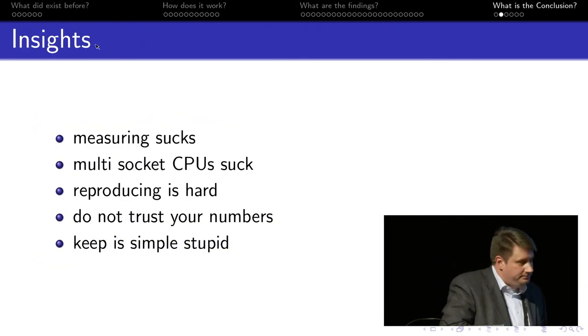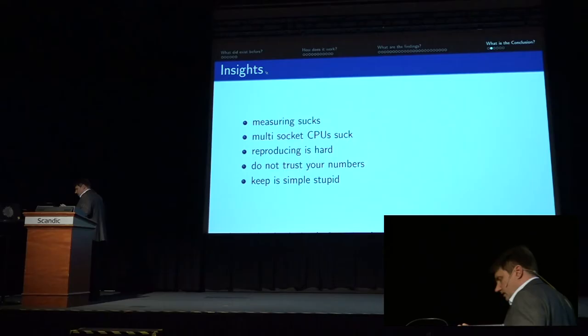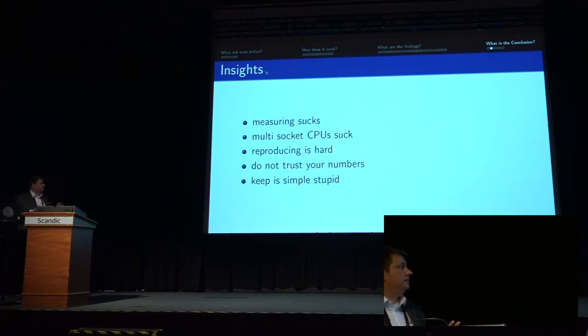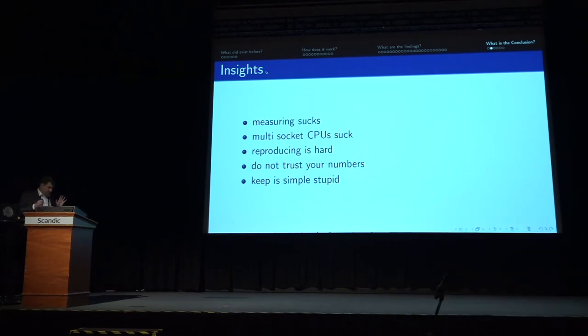So what's the conclusion? Measuring sucks. It's really complicated, and you see things you don't understand. Multi-socket boards suck. You see effects that you understand even less. Reproducing your numbers is hard. It's not an easy job to get the same number when you do the same measurement twice. Don't trust your numbers. Look at this iperf tool. It told me for two or three releases that my numbers were perfectly constant at 1 gigabit, and I never knew how it measures 1 gigabit.